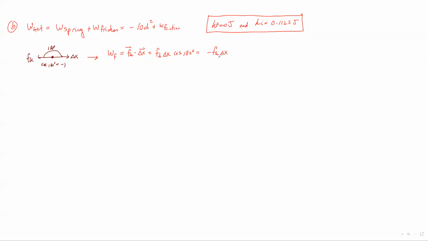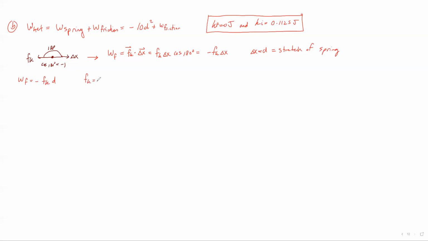Now, what is delta x? Delta x is equal to d, which is the stretch of the spring. This is a piece that wasn't there before, so we need that. All right. Well, we have the work due to friction is negative Fk times d, but what is Fk?